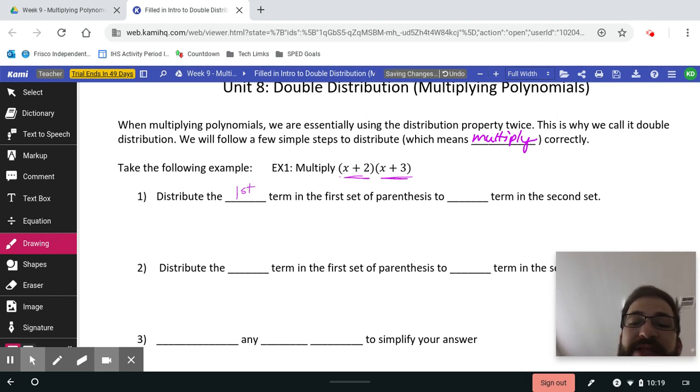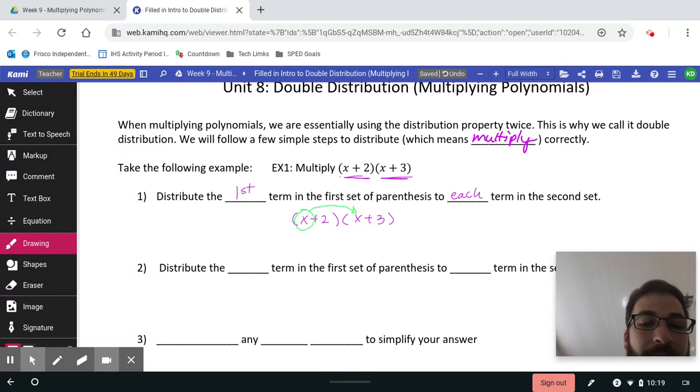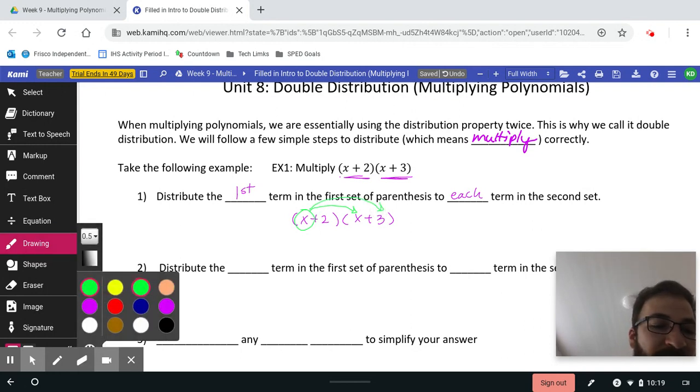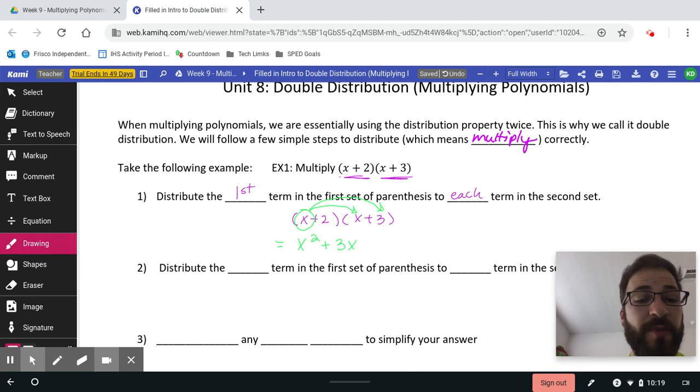in the first set of parentheses to each term in the second set. So if I have x plus 2 times x plus 3, then I'm going to take this first term, x, and I'm going to multiply x to x and x to 3. If I do that, that would give me x times x is x squared, and x times 3 is 3x. Okay, so that's the first part so far.